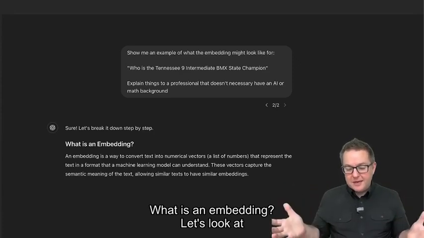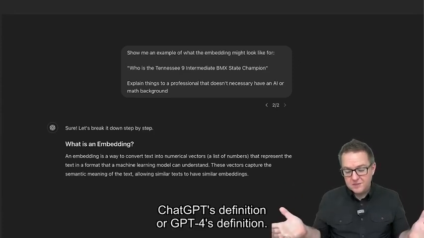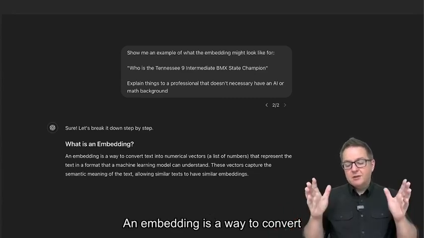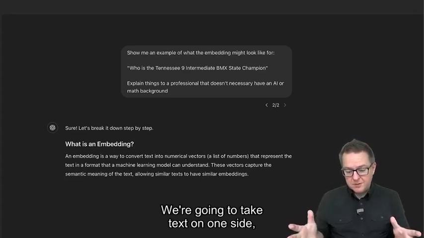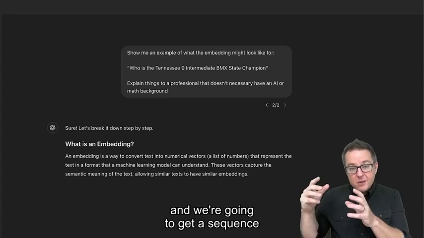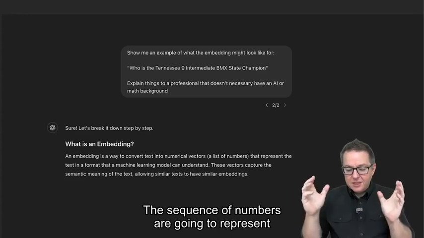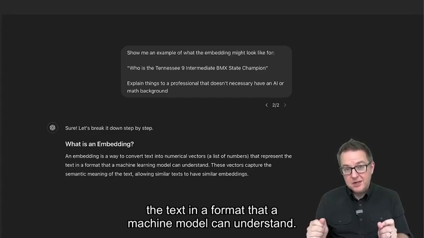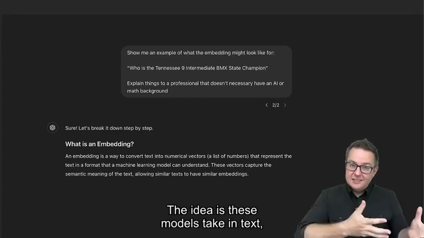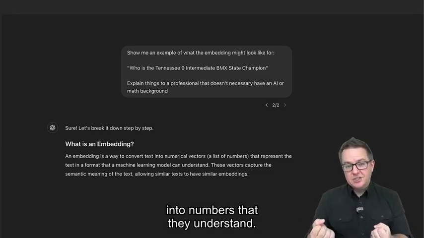So what is an embedding? Let's look at ChatGPT's definition, or GPT-4o's definition. An embedding is a way to convert text into numerical vectors, basically a sequence of numbers. So we're going to take text on one side and we're going to get a sequence of numbers on the other side. And the sequence of numbers is going to represent the text in a format that a machine model can understand. So the idea is these models take in text, but they have to convert it into numbers that they understand.